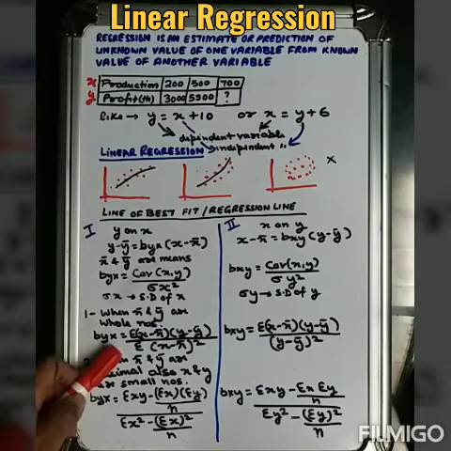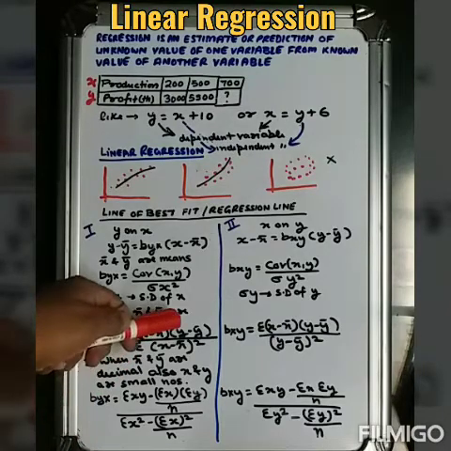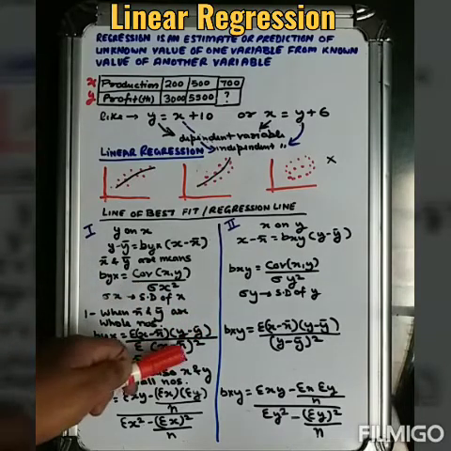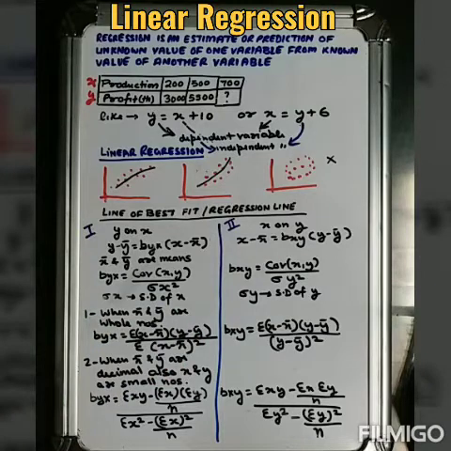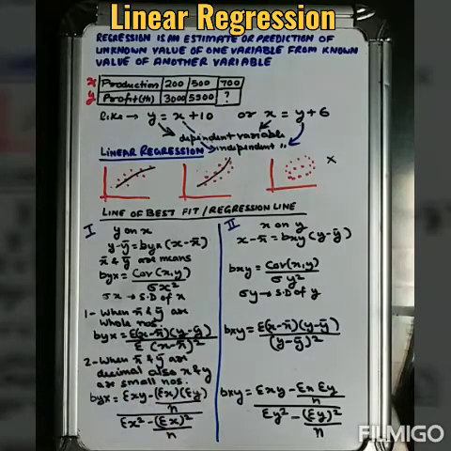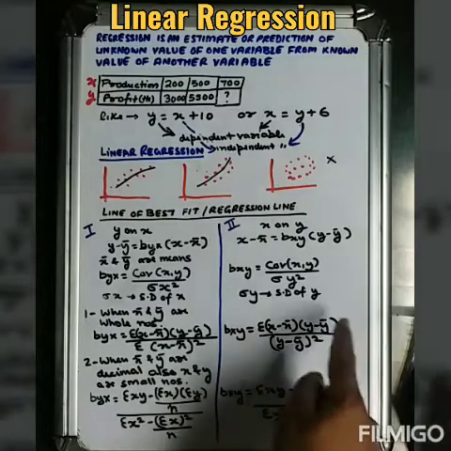Regression coefficient of y on x is equal to summation, this is the sign of summation, of x minus x mean into y minus y mean upon summation of x minus x mean whole square. See that this will not get cancelled because this is a product and this is a separate value. Same way, if x on y is to be calculated, we apply this formula.